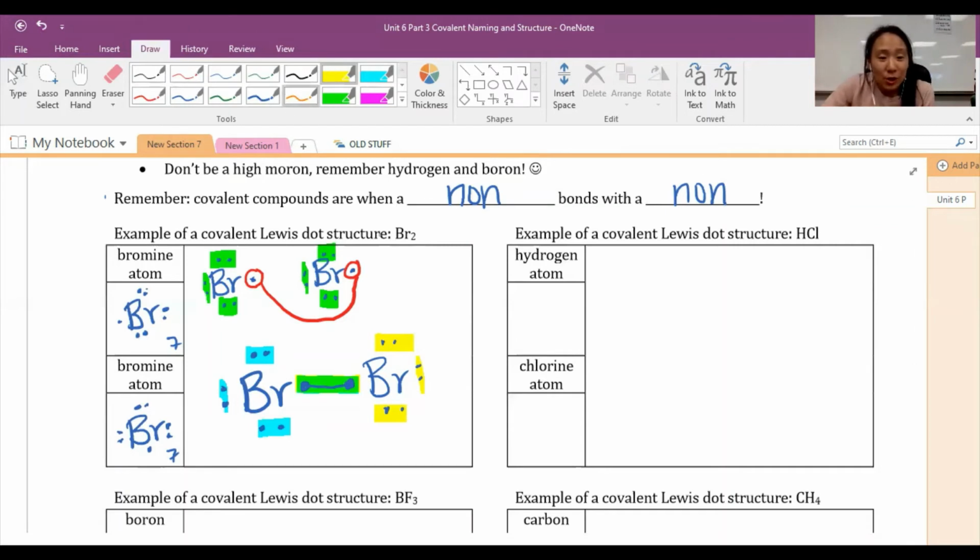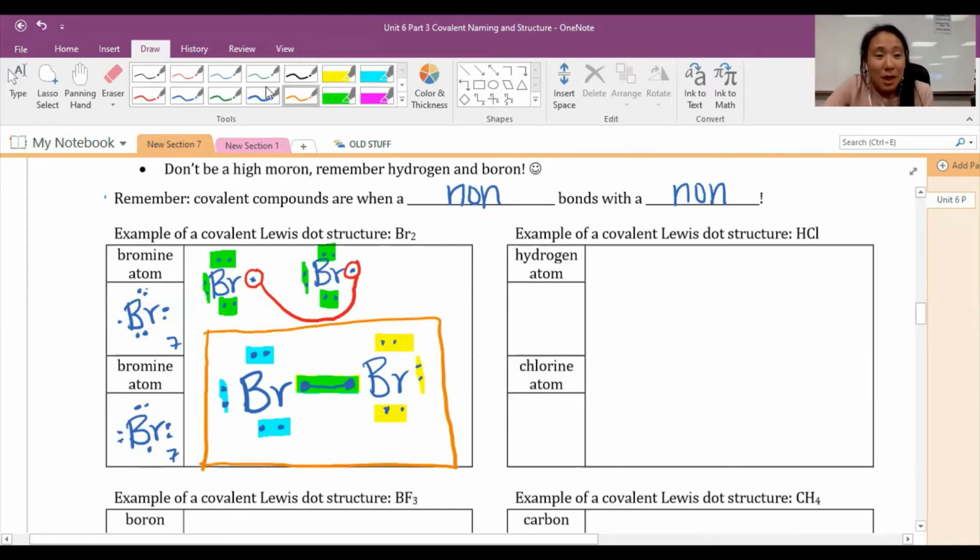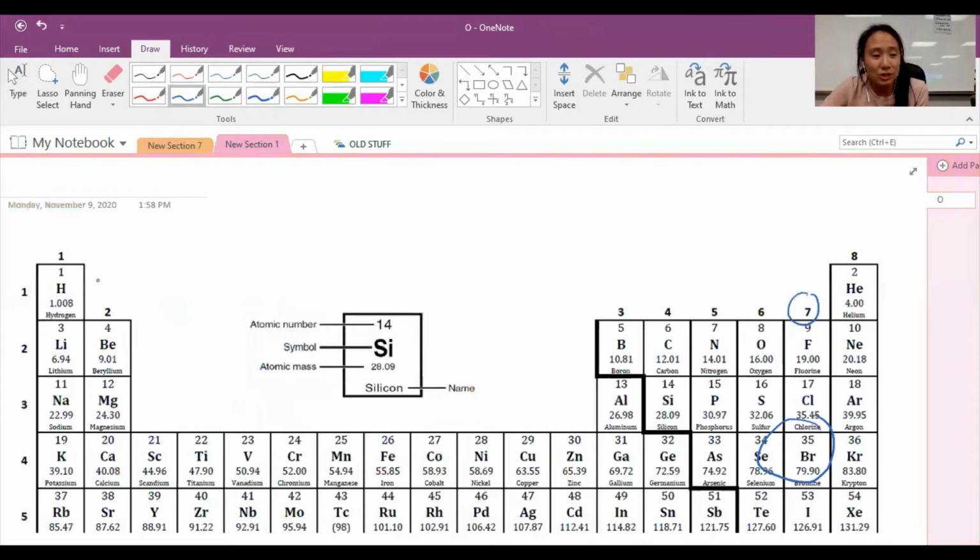So just know that the way I drew it up here, this is like scratch work. This is what it officially looks like, okay? I'll draw it in my nice orange box here, okay? So then, next elements to consider is HCl. So here I'm just gonna say what column they're in. So hydrogen, it has 1 valence electron, chlorine has 7.